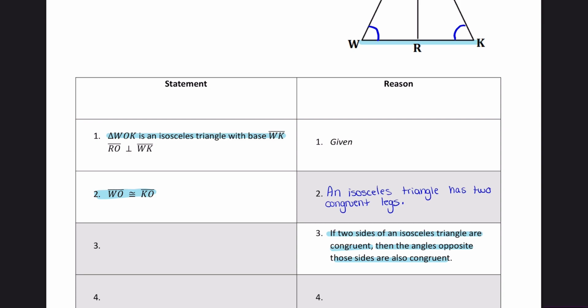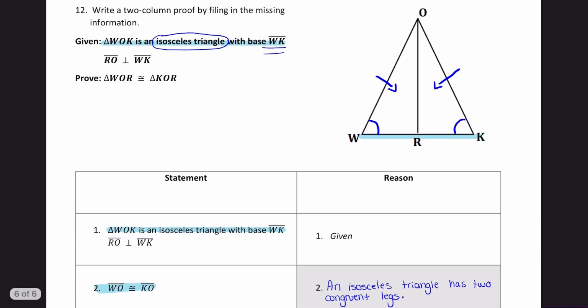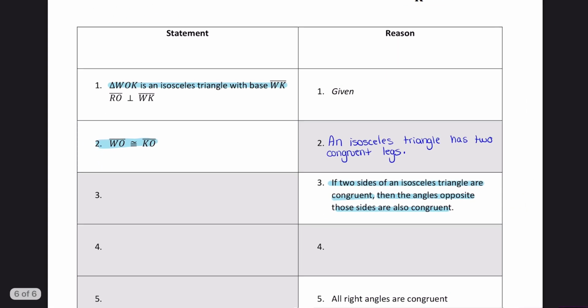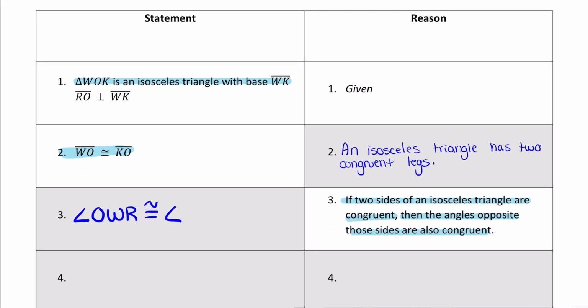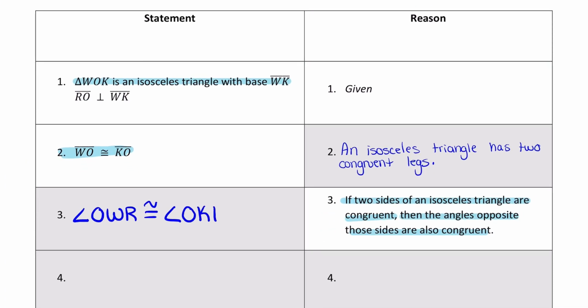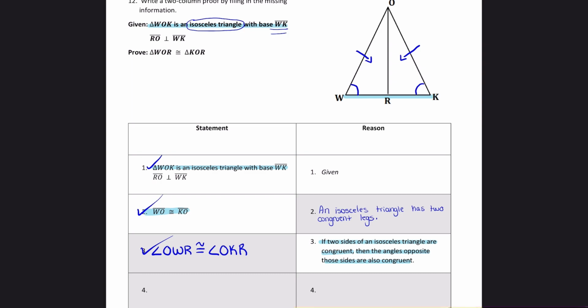So the reason, that is the reason for the statement of the two angles which I just stated. So angle OWR is congruent to angle OKR. Okay? Because this is my isosceles triangle routine, right? An isosceles triangle gives me two congruent sides, and that gives me two congruent angles. Done.